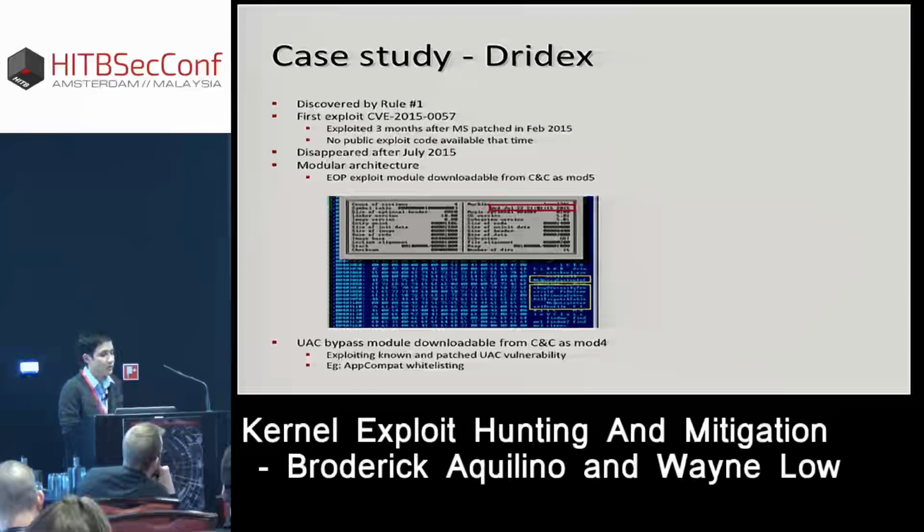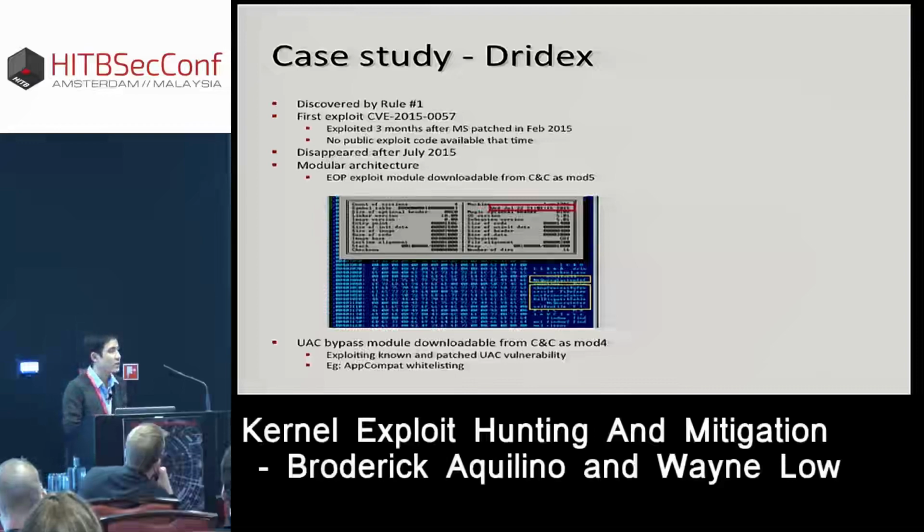after the disclosure of FireEye blog posts regarding the use of the EOP exploit by Broderick, we realized that the EOP exploit had disappeared from Broderick in July 2015. Soon after that, we discovered that Broderick had evolved. It now supports a modular architecture, in which the EOP exploit can be downloaded as a module from the C&C as Mode 5.